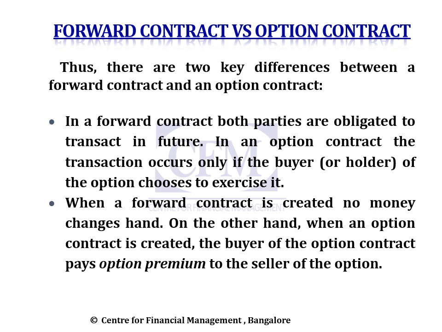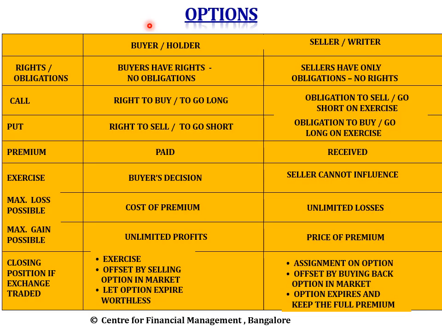In a way, the seller of the option provides some kind of insurance to the buyer of the option, and the buyer pays an option premium which is akin to an insurance premium. The buyer of an option is like a person who buys an insurance policy. The seller of an option is like an insurance company. The buyer pays premium, the seller receives premium. Let us look at what lies in store for the buyer and the seller. Rights and obligations: buyers have rights but no obligations. Sellers have only obligations, no rights.